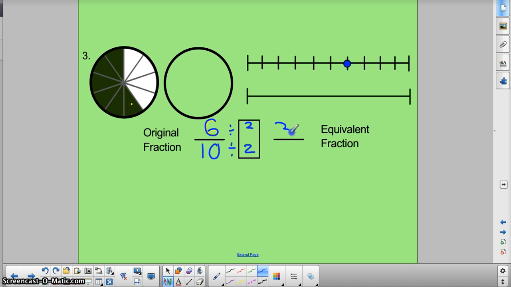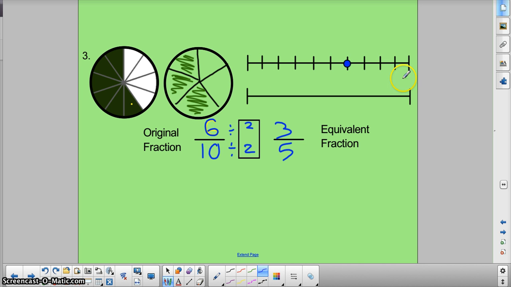6 divided by 2 is 3. 10 divided by 2 is 5. So I want to see if I can make this equal to 3/5. All right. So first thing, we've got to make fifths. Okay. And we're going to shade in 3 of them. Hopefully, same 3 over here. 1, 2, 3.